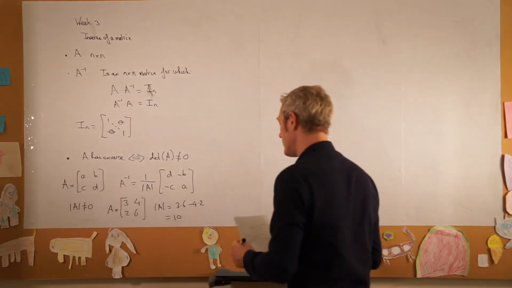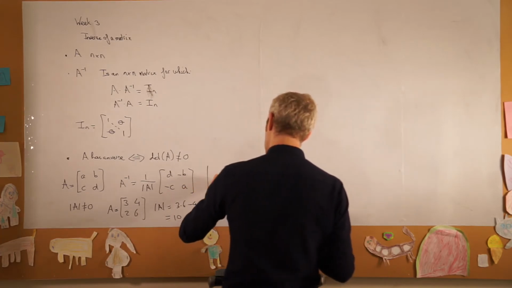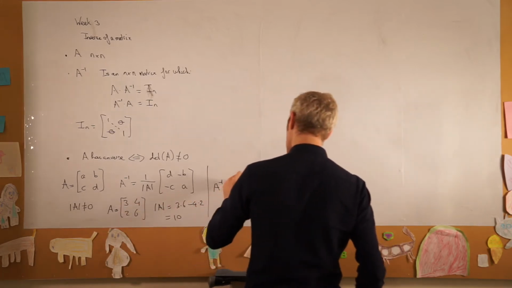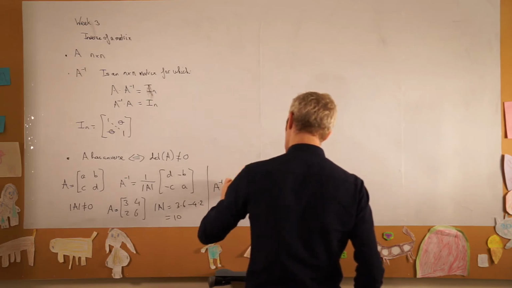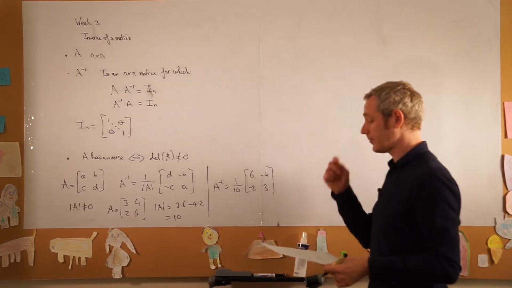Now we can write out its inverse. A inverse is equal to 1 over 10 times, well, these elements switch around, 6, -4, -2, 3. And we have the inverse of a 2 by 2 matrix.